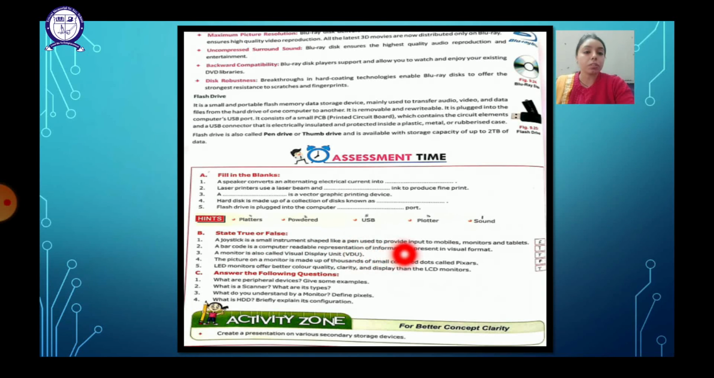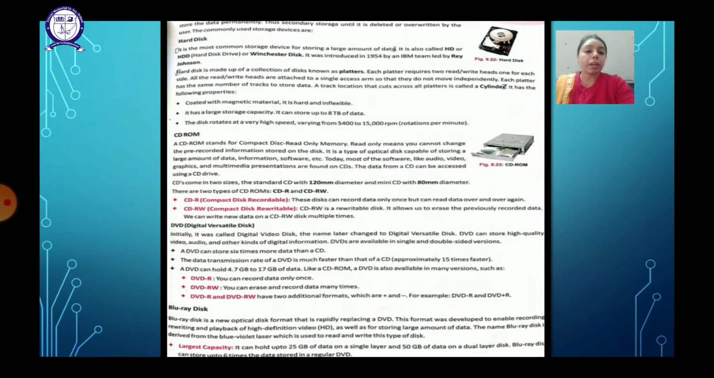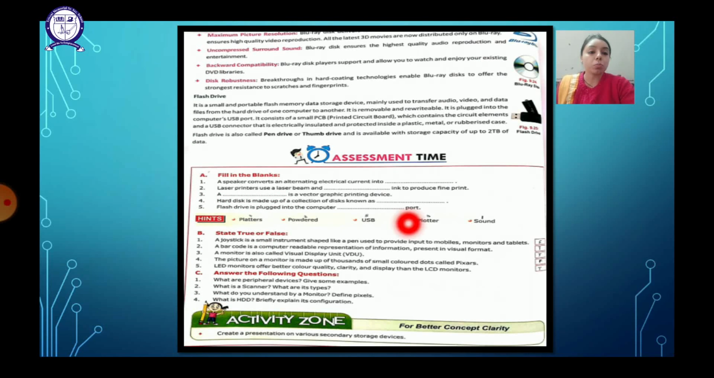Third is monitor is also called visual display unit. Yes, visual display unit is the other name for the monitor. This is true. The picture on a monitor is made up of thousands of small circuits called pixels. No, the small colored dots are known as pixels. Then LED monitors offer better color quality and clarity than the LCD monitors. Yes, it is true. The technology of LED is higher as compared to LCD. Fill-ups and true false to be done in the book itself.